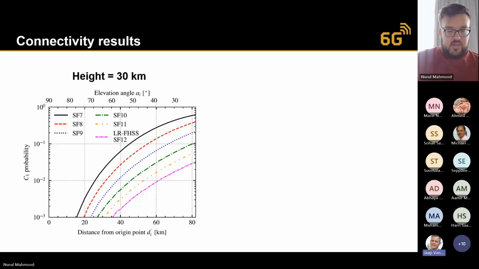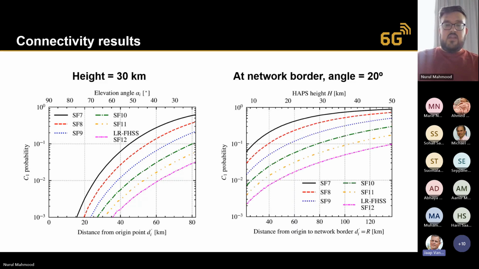But then another interesting result is that maybe we are interested in the worst part of the network, which is at the border. So how is the coverage there? We set up similar results, but with the minimal angle. For that, we kept increasing the HAPS height to get this result. As you increase the height with a fixed angle, you have the radius of the network, so we put the device on the radius of this network.